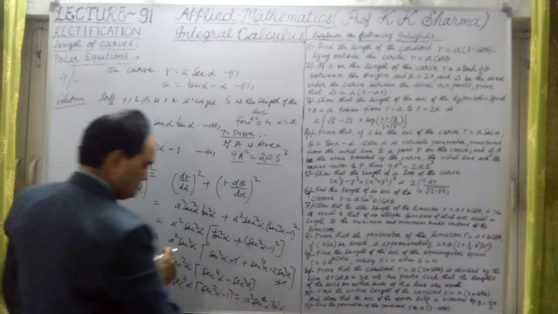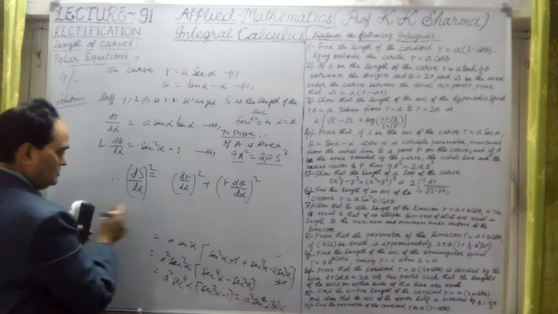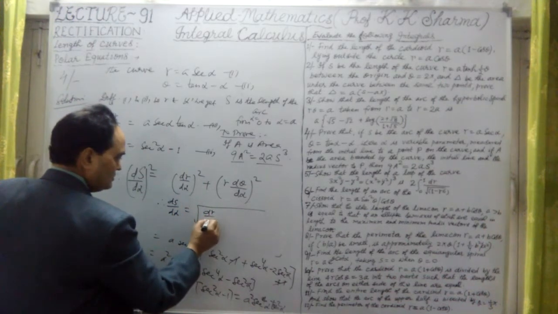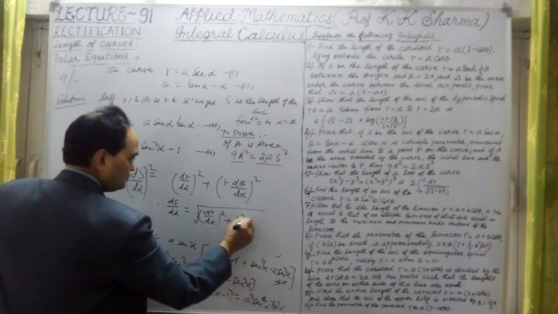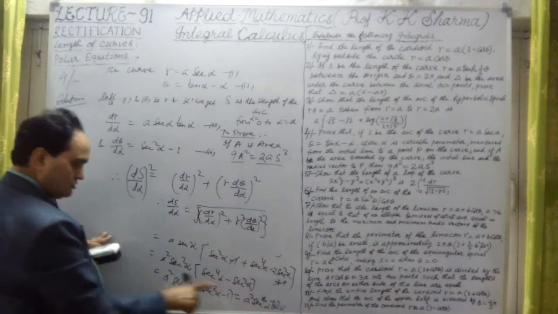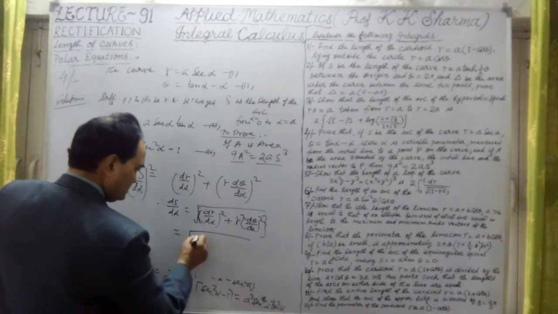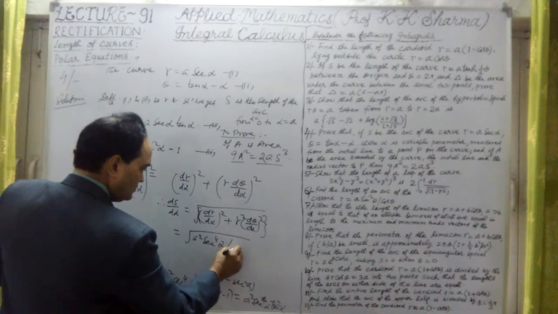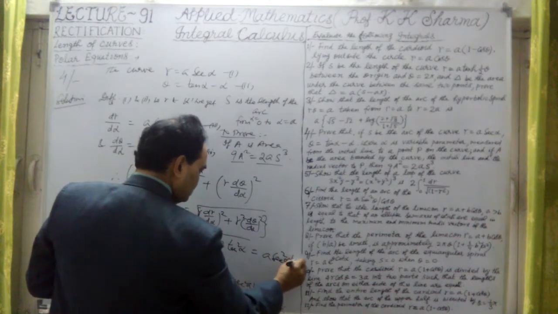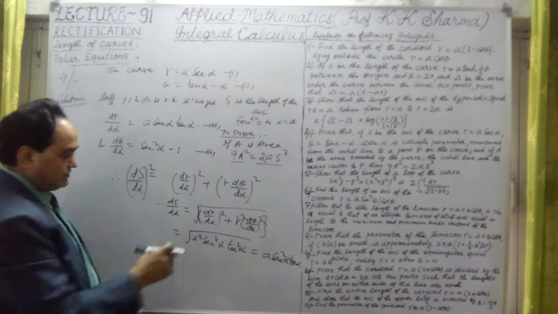Now the square root of this. Therefore, ds by d alpha is equal to the square root of dr by d alpha whole square plus r square into d theta by d alpha whole square. This value comes out to be the square root of a square into sec 4 alpha into tan square alpha. It will give us a into sec square alpha into tan alpha. This is the value of ds upon d alpha. What is the length therefore?